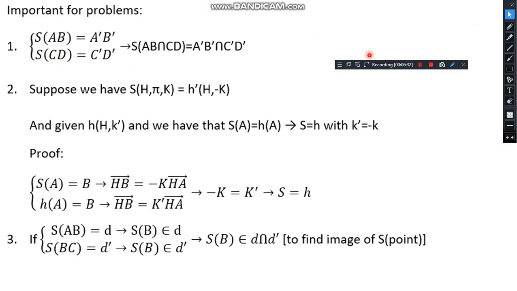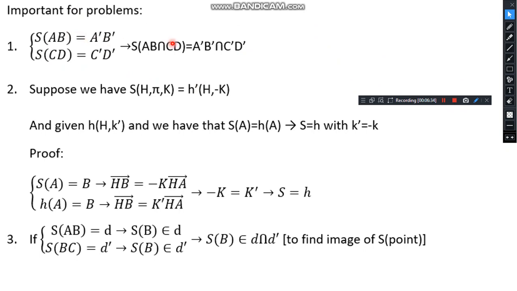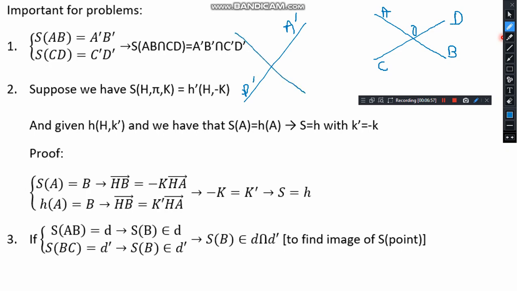If S of AB equals A prime B prime, so here suppose you have two lines AB and CD, and both they intersect in a point O. And suppose you have the image of this AB, for example, is A prime B prime, and the image of CD is C prime D prime. Certainly here they're going to have the same angle. The same angle that you have here, you're going to have it here because it preserves angles.